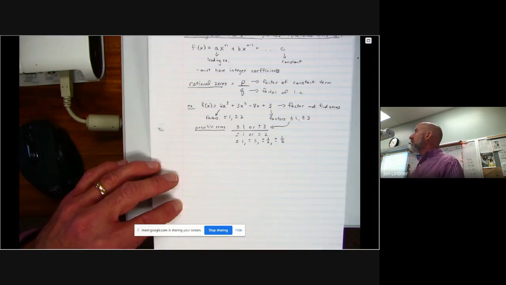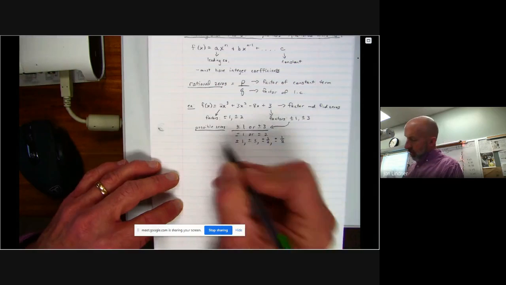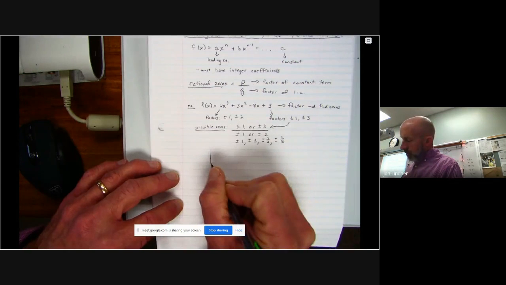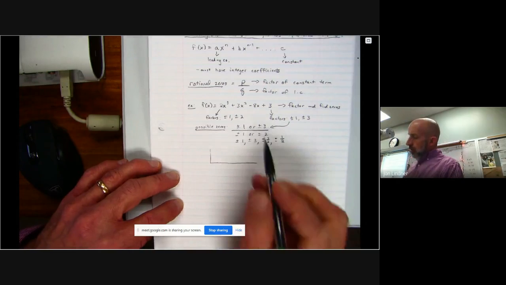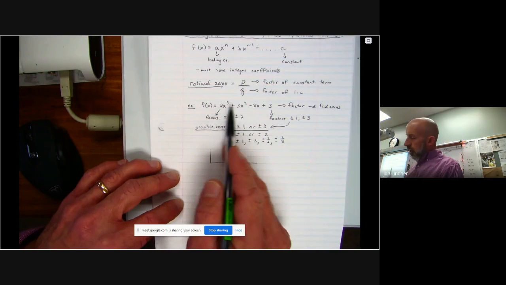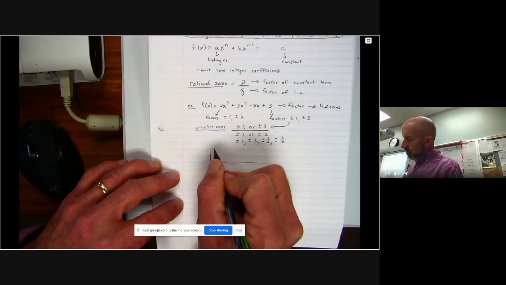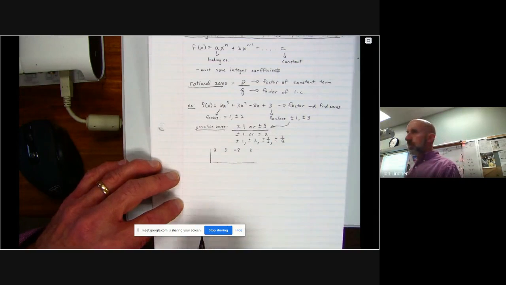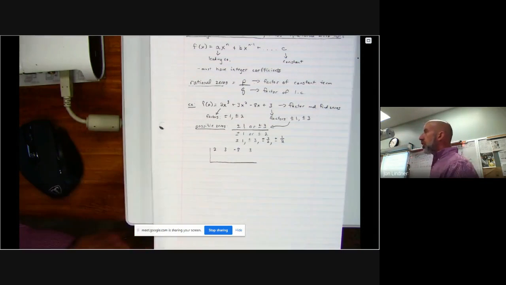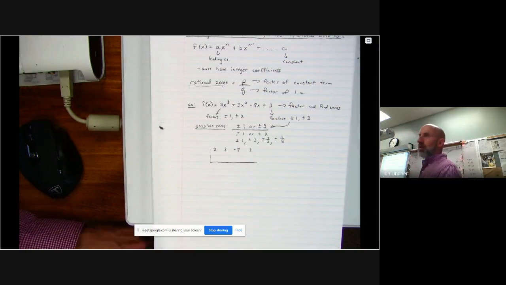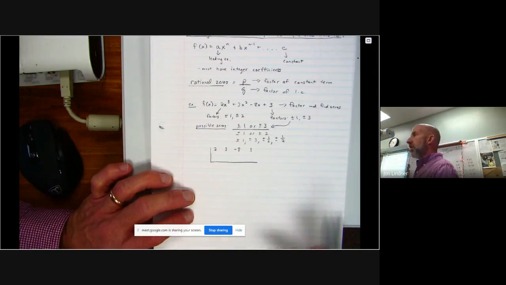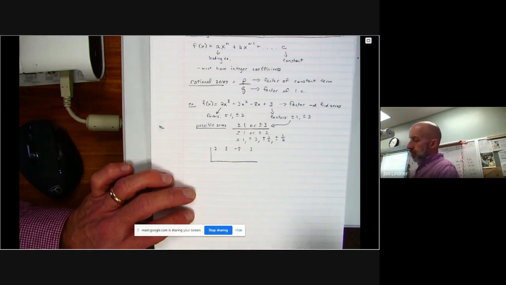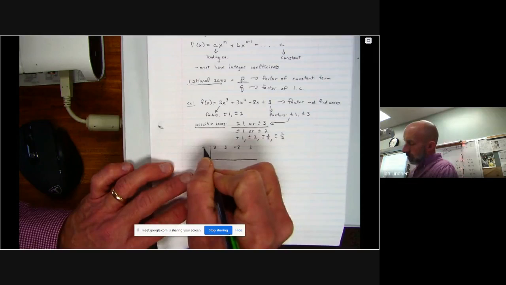So here's the nice thing. All we have to do is synthetic division to find it out. Now, we put our coefficients of our polynomial inside, 2, 3, -8, and 3. And where do you start? Well, if it were me, I would start with 1, just because it's an easy number to start with, okay? So which one do you start with, positive 1 or negative 1? It doesn't matter. But what if I started with negative 1?